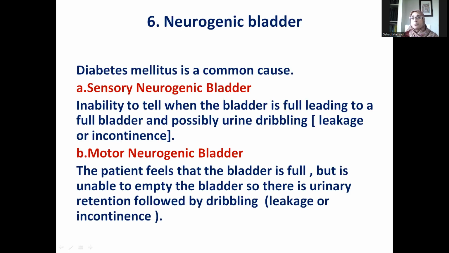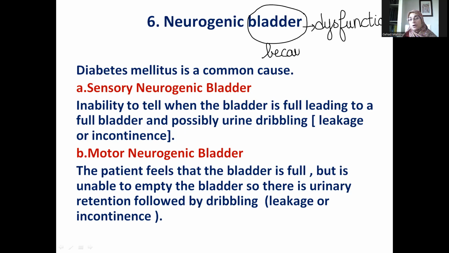And now we come to something that is very important, which is a neurogenic bladder. One of the disorders that can occur, especially in diabetics, is the neurogenic bladder. And when we say neurogenic bladder, we mean that there is a bladder dysfunction or malfunction because of nerve damage. So a neurogenic bladder means that your bladder is not working properly, the bladder, not the kidney.